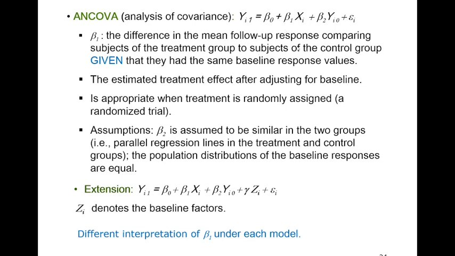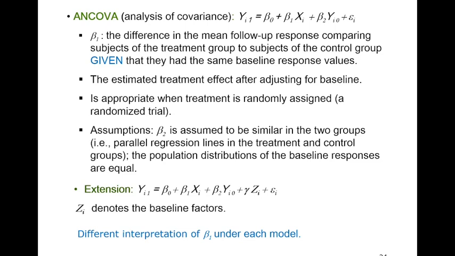So this model is called a conditional model. You condition on subjects of the two groups who had the same baseline values, then look at their follow-up mean response. This model is appropriate when treatment is randomly assigned. There is a discussion that this model may not be good for observational studies, and it is recommended for randomized studies.